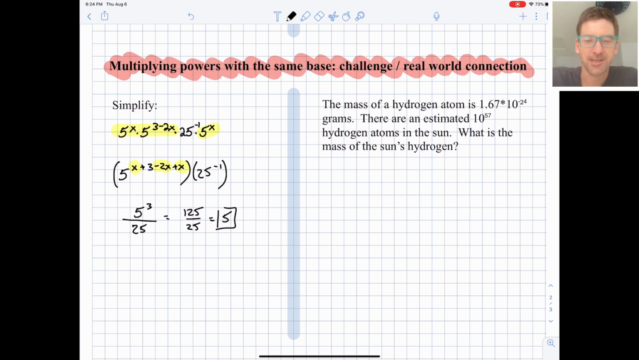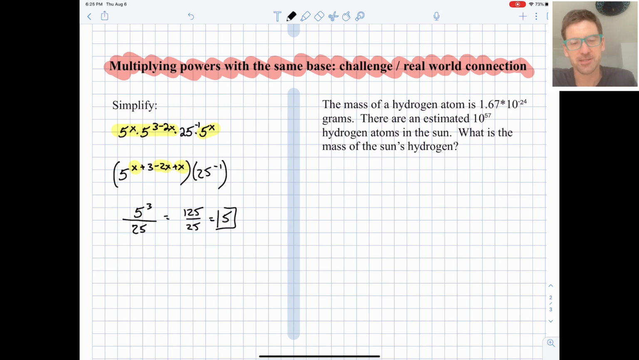All right, next one, this real-world connection problem. These are actual values, these are real numbers for sure. The mass of a hydrogen atom is approximately 1.67 times 10 to the negative 24th grams. And there are an estimated 10 to the 57th hydrogen atoms in the sun. What's the mass of the sun's hydrogen?